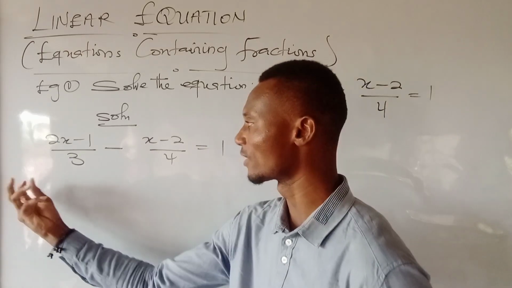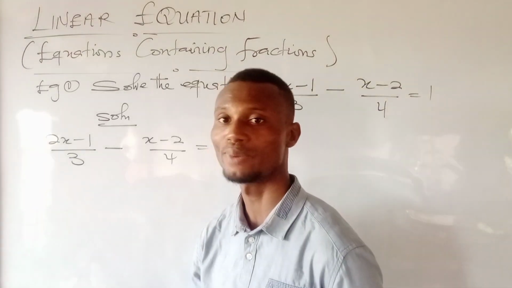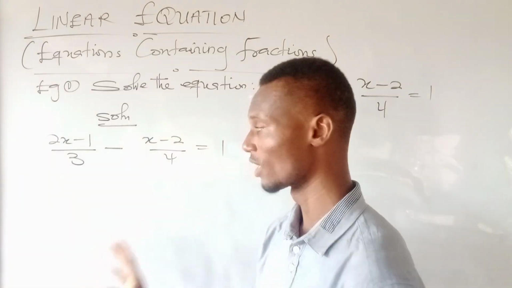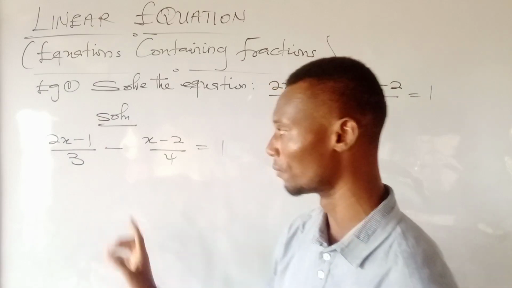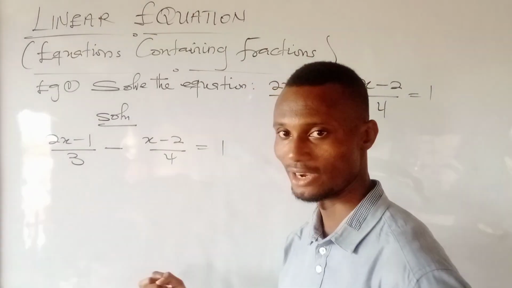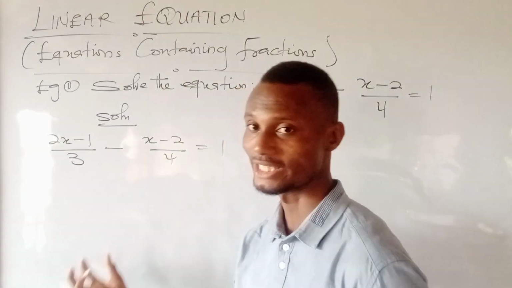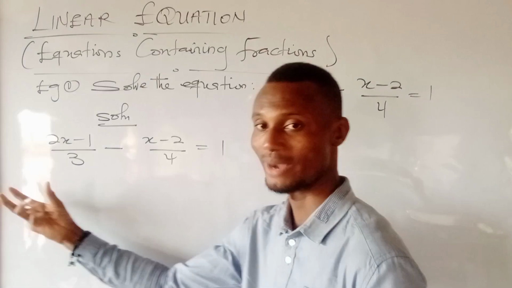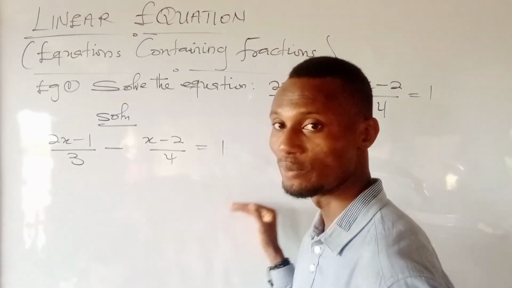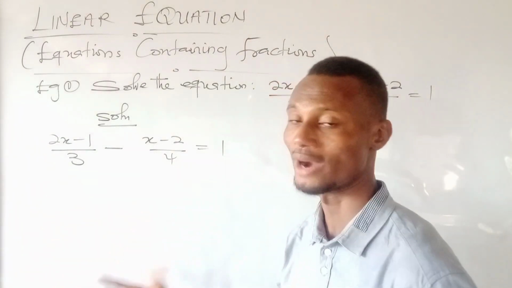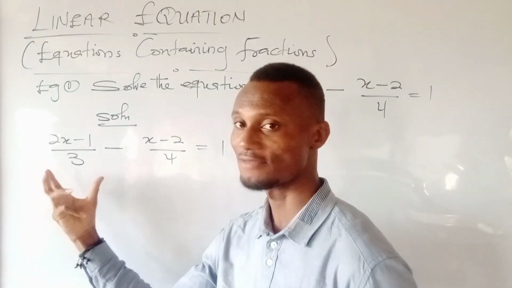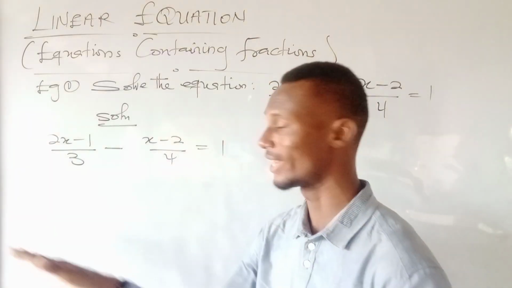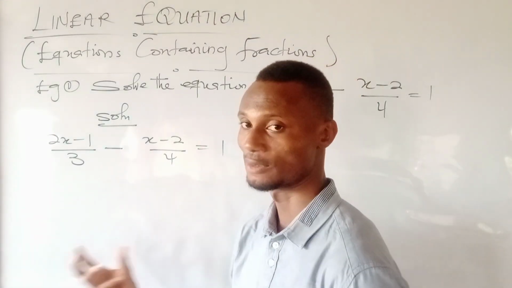So when I say we are multiplying through by the LCM, it means that you are multiplying each term in the equation by the LCM, which is 12. I hope the understanding is clear enough. Again, we are multiplying through by the LCM because it's an equation that contains fractions. The idea is that when we multiply through by the LCM, it clears the denominators away so that it becomes simple for us to solve. That's why anytime you have an equation that contains fractions, we multiply through by the LCM to clear the denominators away so that it becomes simple for us to solve.